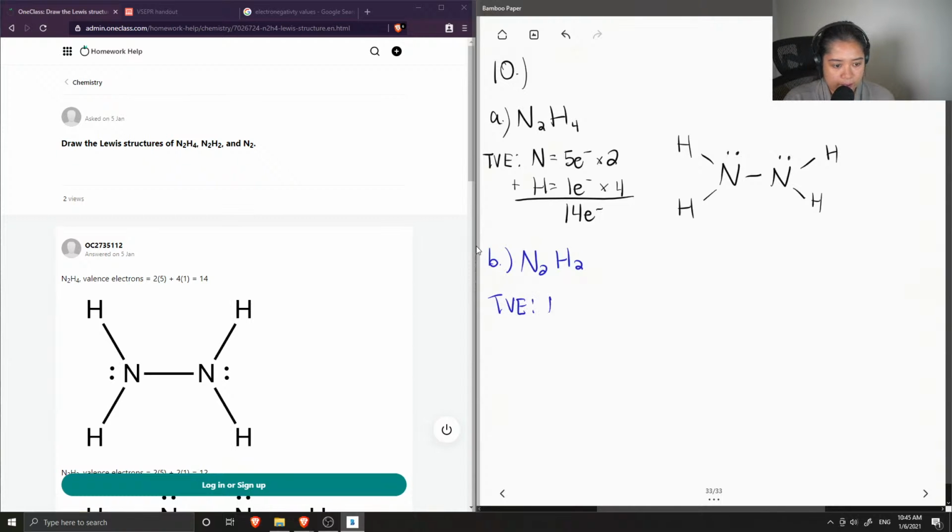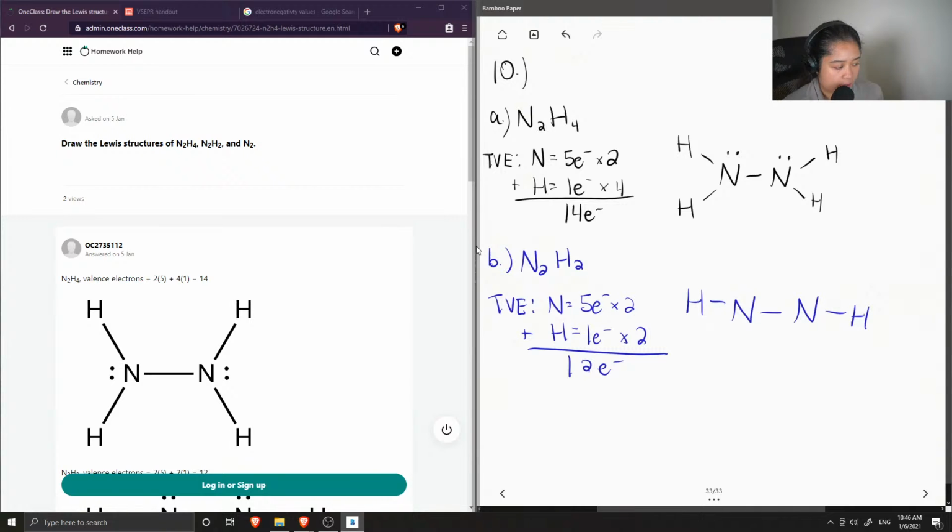Total valence electrons for nitrogen is 10 again. And for hydrogen, there's only 2 hydrogens. So we only have 12 electrons in this structure. So let's draw the 2 nitrogens again and show the 2 hydrogens.